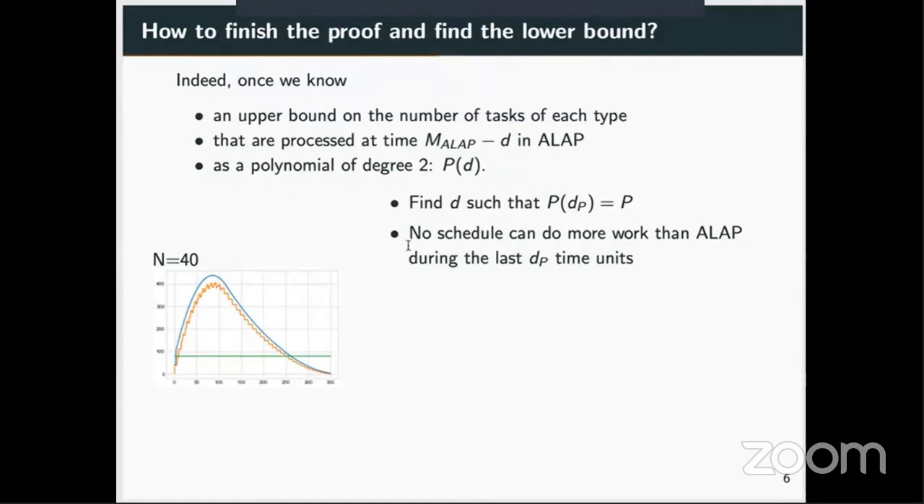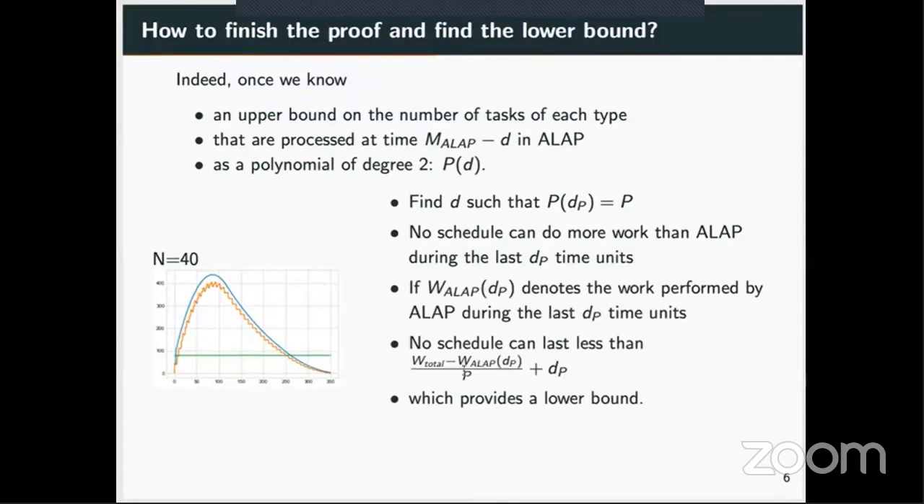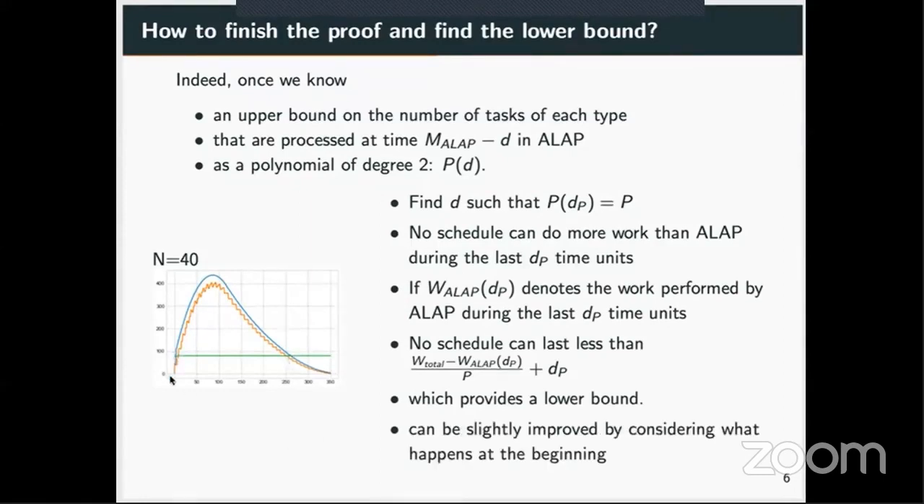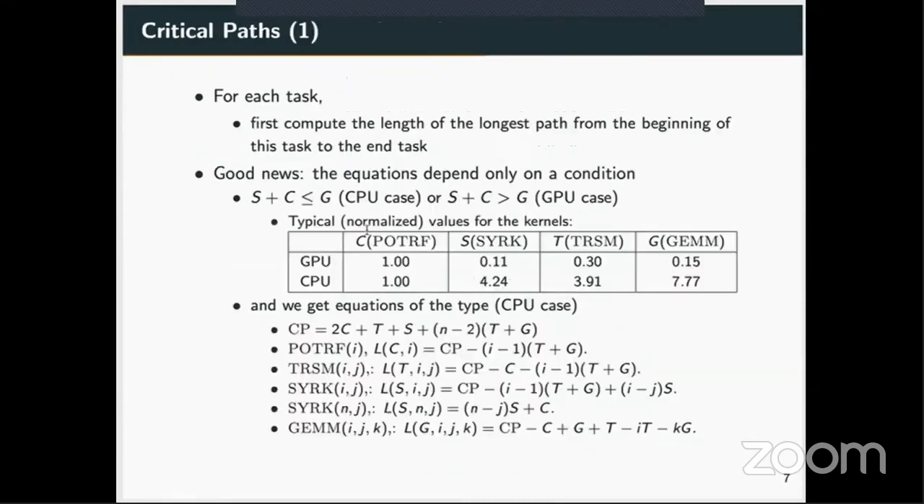And so that's the idea of the bound. Here you can find the remaining work in ALAP for the first part, and then this dp corresponds to the duration of this. So if we are able to find this blue plot and the intersection between the green and the blue plot, then we can find an efficient lower bound. And then we can slightly improve it by considering what happens at the beginning of the schedule. So that's what we will do in the remaining of the talk.